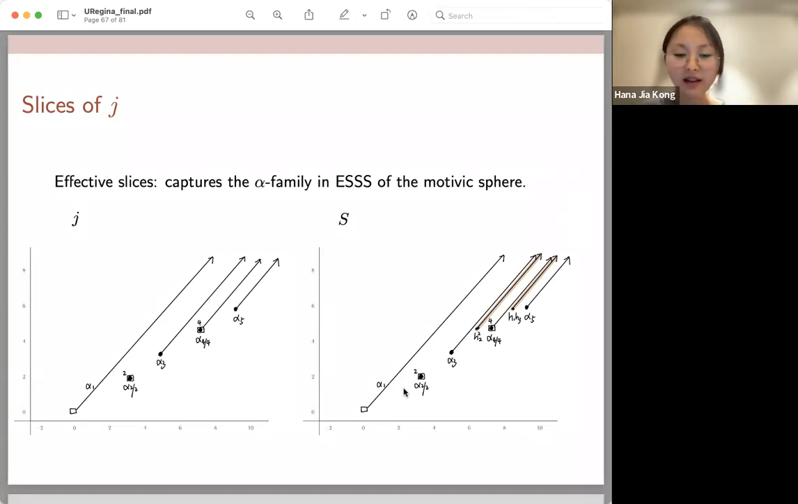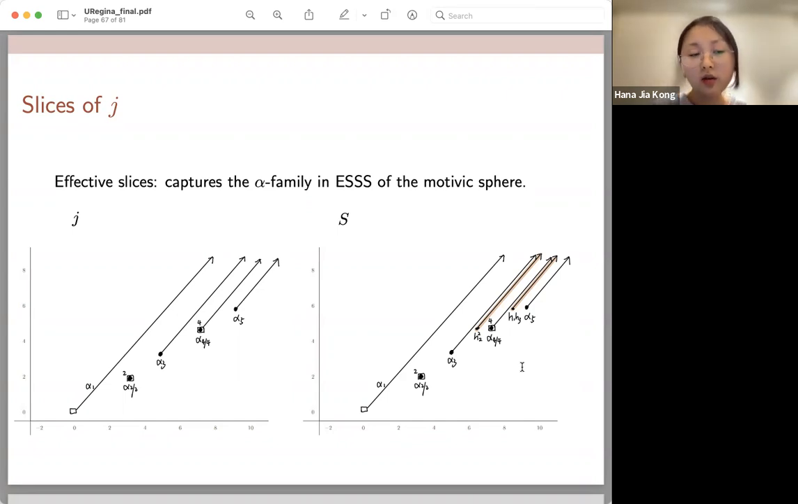So why do the alpha family names also appear in the effective slice spectral sequence? That is because the slices of the sphere can be represented using the Adams-Novikov E2 page. And that's why you have these Adams-Novikov names here. And the motivic little j, the slices of that, is actually catching the alpha families in the effective slices of the sphere. So that's the slices.